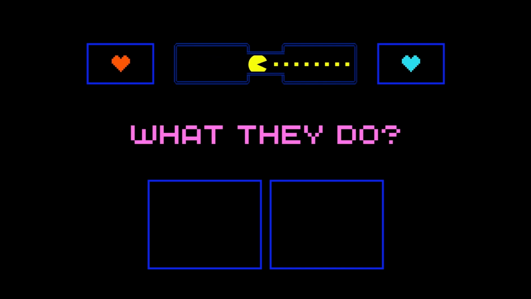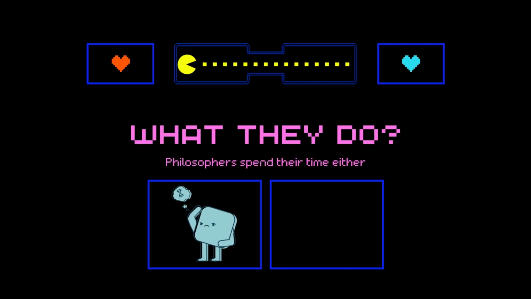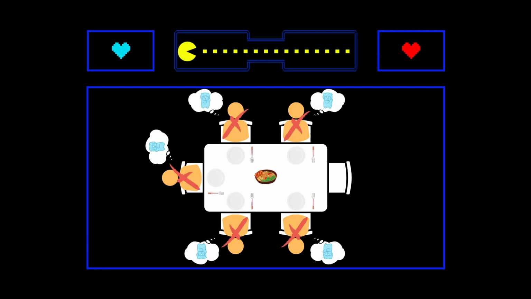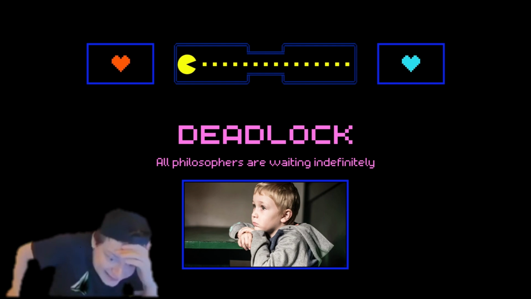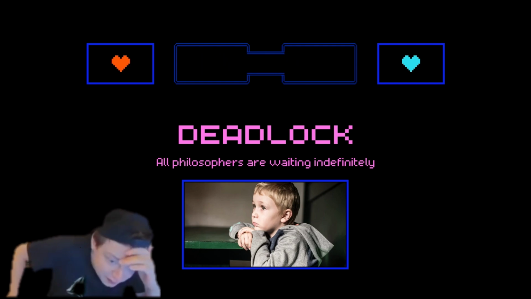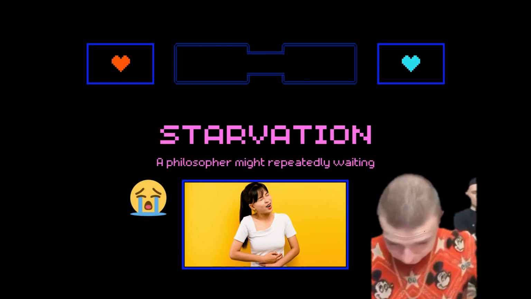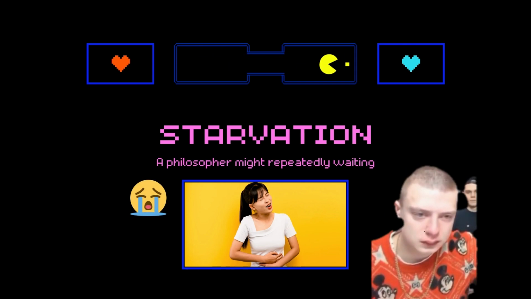So what do they do? Philosophers spend their time either thinking or eating. When a philosopher gets hungry, they try to pick up the fork on their right and then the fork on their left. Here's the problem: if every philosopher picks up the fork on their right at the same time, no one will be able to pick up the fork on their left. This leads to a deadlock where all philosophers are waiting indefinitely and unable to eat. And then a philosopher might be repeatedly waiting, which causes starvation, and they might die.